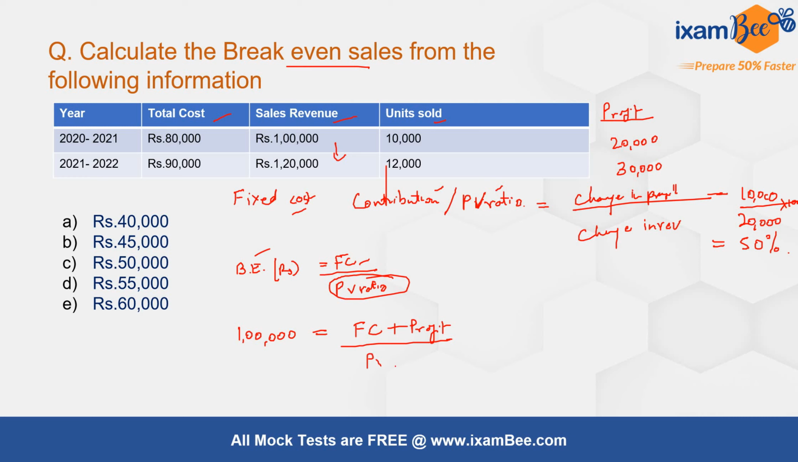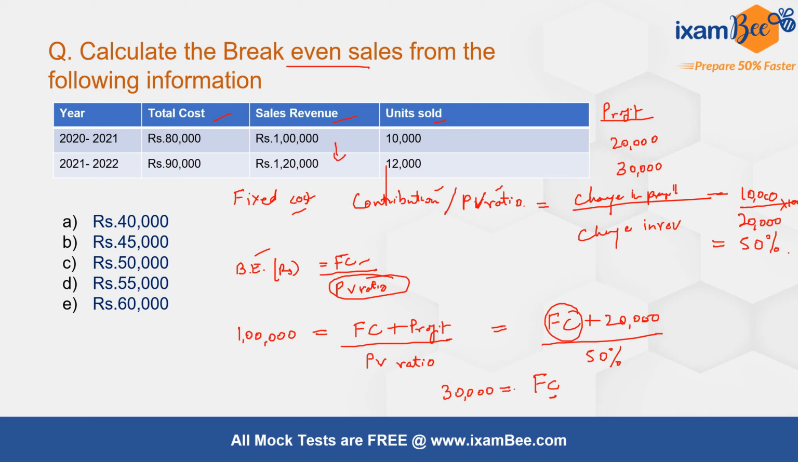So whatever my PV ratio was, it was not just able to cover my fixed cost, but also help me earn a profit, right? So giving this information, I can very easily see 1 lakh is equal to fixed cost plus, at 1 lakh sales, I was able to make a profit of 20,000, divided by 50%. Now if I solve this equation for fixed cost, it will come out to be 30,000.